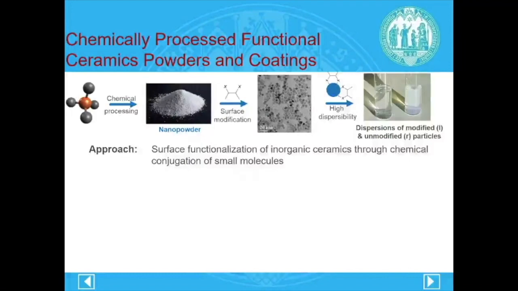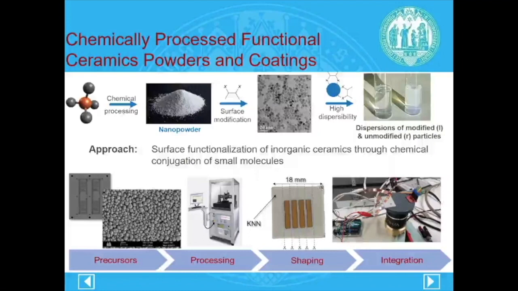Typically these inorganic ceramic powders are sedimenting in solution; they are not very stable. But by having the right surface chemistry, we can disperse them very well and can create a translucent or stable dispersion, as you see here on the right side, where we have a comparison between a non-functionalized and functionalized nanoparticle. And these dispersions can be used for different kinds of application, like for printing.